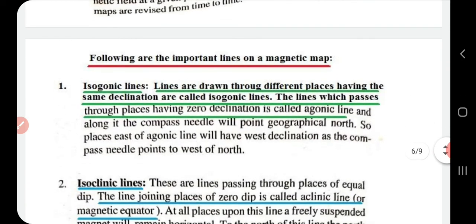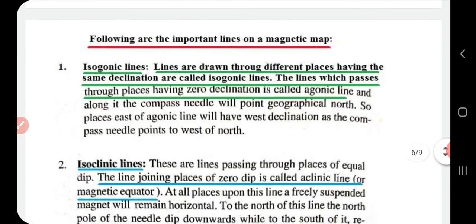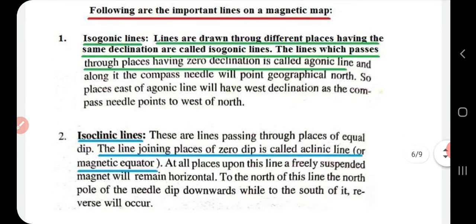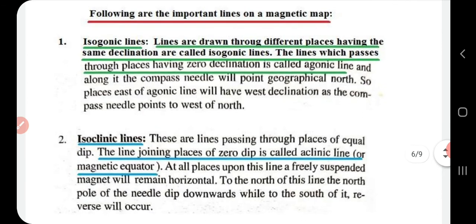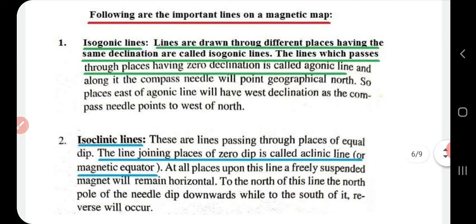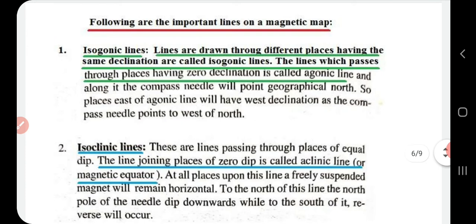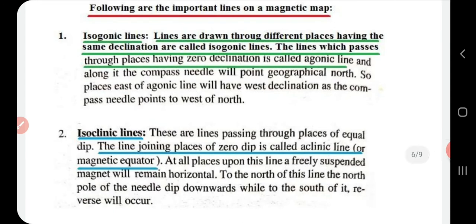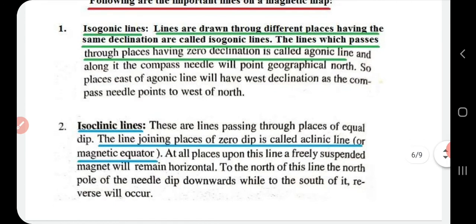Now, these are some of the important lines that you come across while reading a magnetic map. One is the isogonic line and the other is the isoclinic line. Now, what are isogonic lines? Lines that are drawn through different places having the same declination. Remember the words same declination. Those are called isogonic lines. The line which passes through places having zero declination is called the agonic line. Okay, so you got two definitions, isogonic line and agonic line.